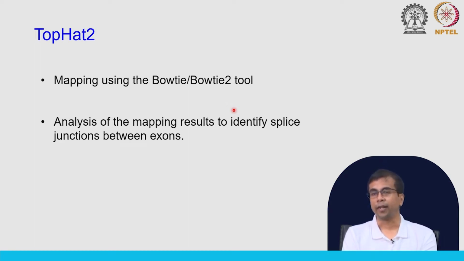So, what it did, it actually analyzed the mapping results to identify splice junctions between exons. It took the same approach as Bowtie 2, but then it looked at the mapping results very carefully, and it identified the splice junctions. So, which exons are combining with which one.